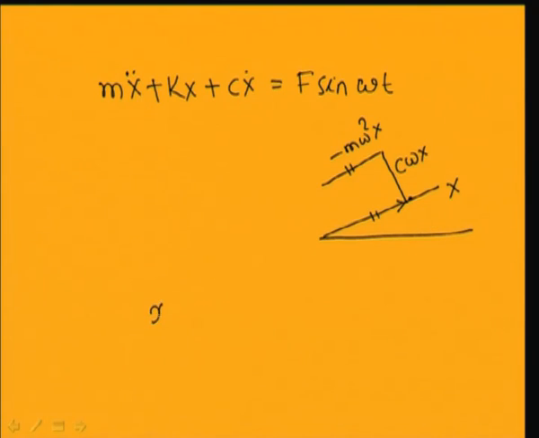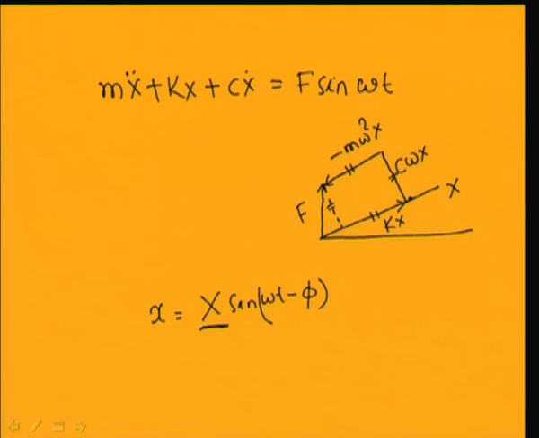So, our solution is x equal to X sin(omega t minus phi). We can represent or find this by this force polygon. This represents the force F, the external force; this is the spring force kx; this is the damping force c omega x; and this is minus m omega square x. You can obtain this by drawing a line parallel to this here. From this force polygon you can obtain the value of the response X and phi.